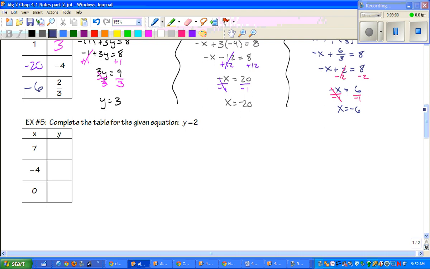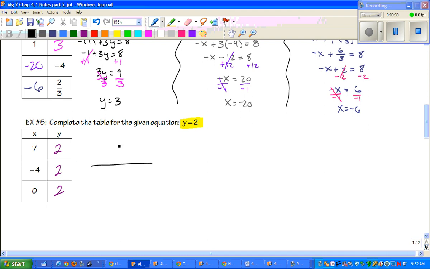Now, complete the table for the given equation, y equals 2. Where do we plug the x in? What do you think? Well, see, this is a special case. It tells us that no matter what x is, what does y equal? 2. So if x is 7, y is 2. If x is negative 4, y is 2. If x is 0, y is 2.